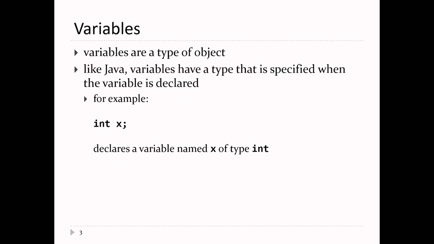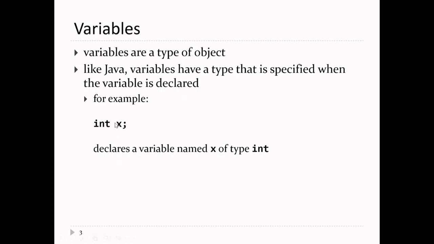Now, fortunately for you guys, variables in C look a lot like variables in Java. They have a type. So int is also a type in C. It has a name, in this case, x. The naming convention that we use in C is similar to the one we use in Java, although there are no strong conventions in C, unlike Java, where there's a very strong convention for naming. So int x declares a variable named x, and it has type int.